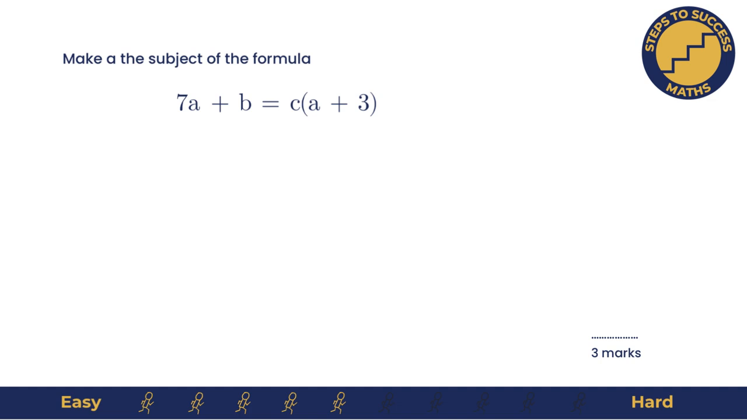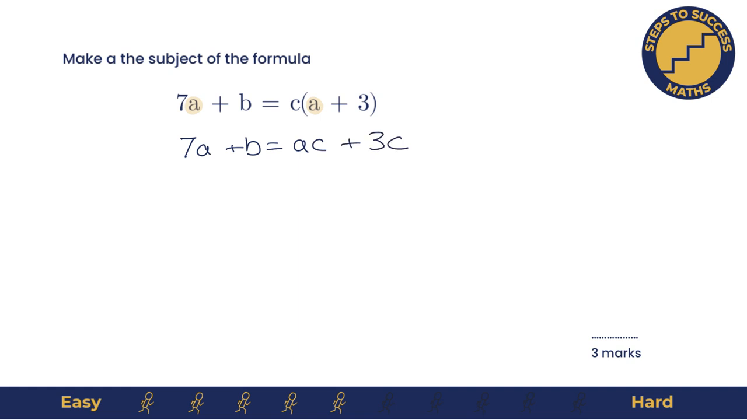Make a the subject of the formula. 7a plus b equals c bracket a plus 3 close bracket. So where is the a? Here and here. On this right hand side, it's inside a bracket, it's all wrapped up. So what we could do is we could multiply through the bracket to split it up. So we've got 7a plus b equals ac plus 3c.